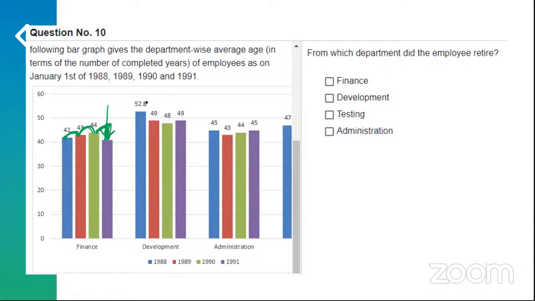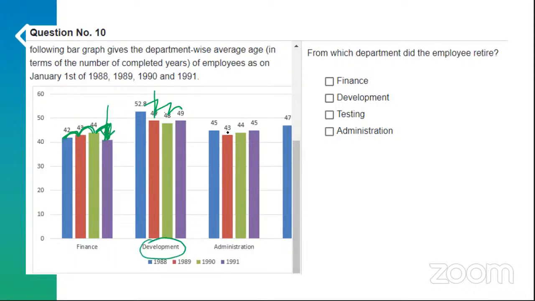Now in this case, 52.8 to 49. So some different change, this is not a regular change. 49 to 48, it should increase, it should not decrease. That means this is also a different change. Then 48 to 49, this is a normal change. So that means in one year one person is joining, and in another year one person is leaving, because in the question it is given that somebody is going to get retired. So you can conclude by itself in the development itself that somebody is retiring.